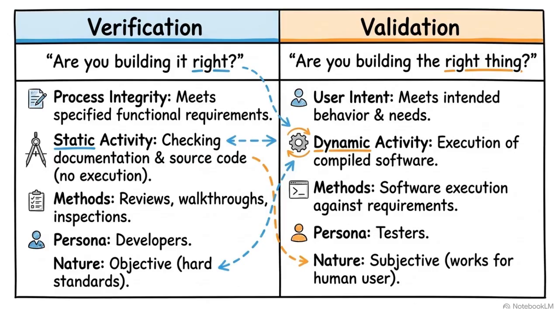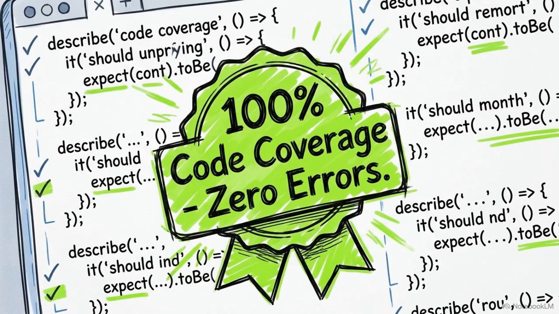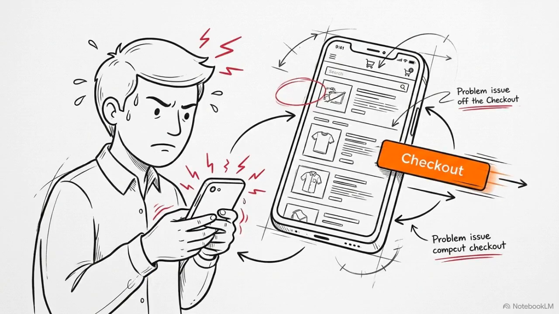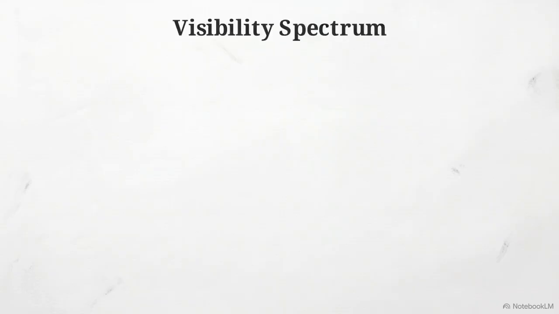Validation, on the other hand, asks, are you building the right thing? This dynamic, subjective process involves testers executing the compiled software to ensure the final product meets the intended behavioral requirements of the end user. A development team can write structurally flawless code that passes every inspection, but verifying pristine code structure is entirely useless if the final executed product fails to validate the user's actual needs.